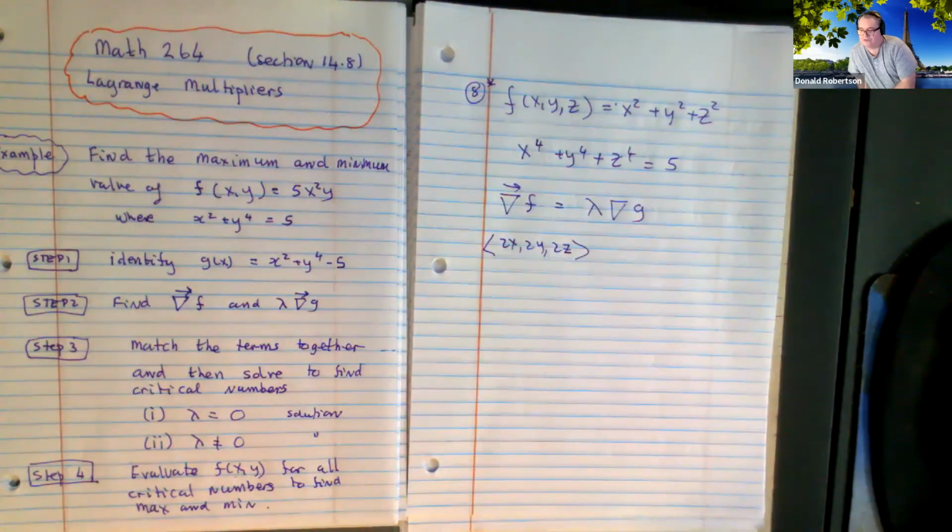The X's, Y's, and Z's are very similar to each other. That makes me think that the critical numbers are going to be things like 1, 1, 1, and 1, negative 1, 1, right? Just combinations of the same number. So I hope that is what we get.